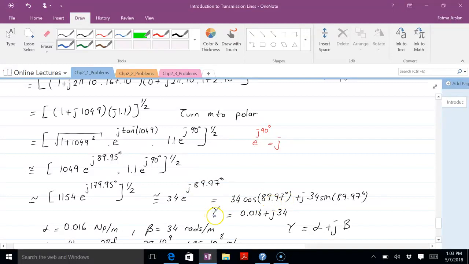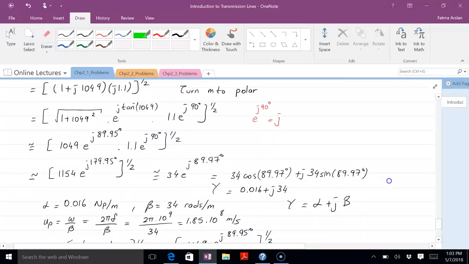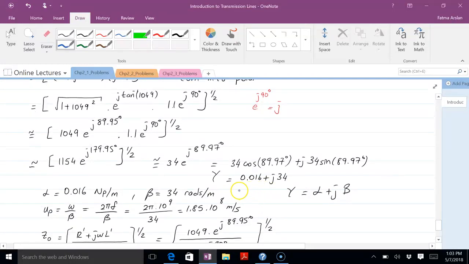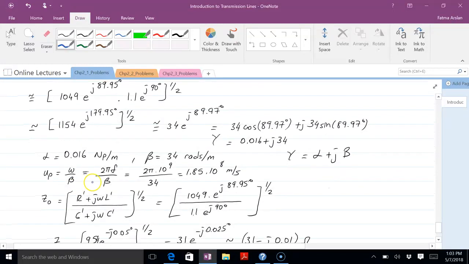because if you look at the gamma, which is called the propagation constant, it is basically alpha plus j beta. So to see what alpha and beta are, I need to turn that into rectangular form. And I can see here that alpha is 0.016 Nepers per meter, and beta is 34 radians per meter. And I can plug those into the formulas.